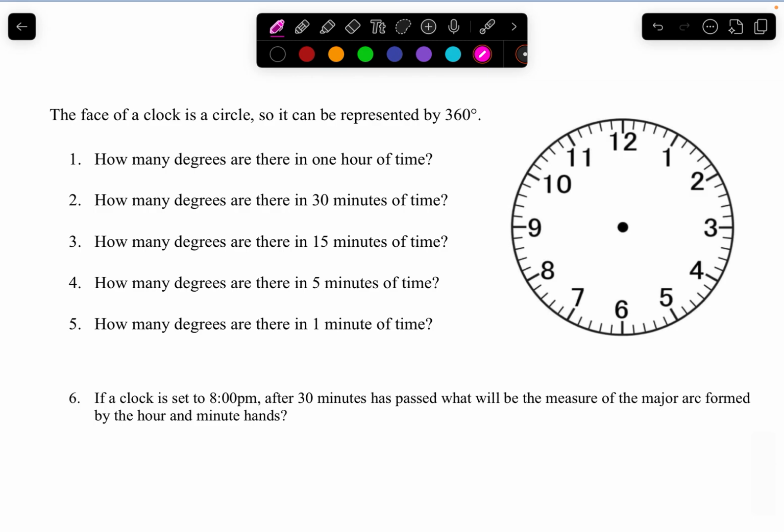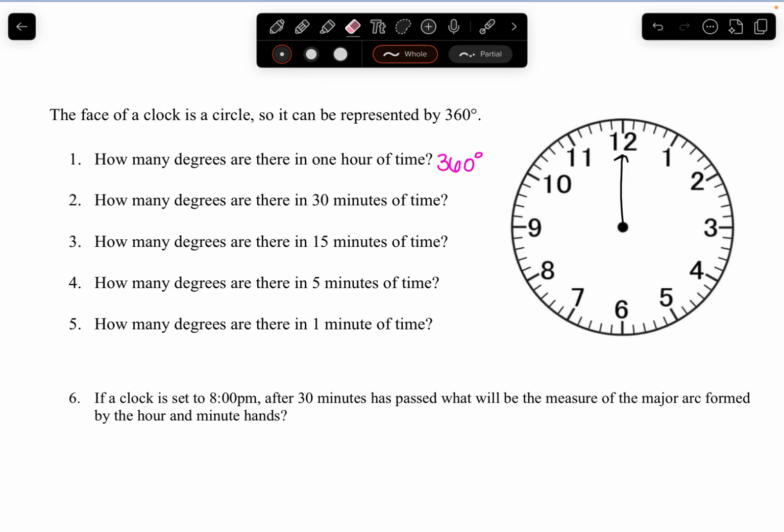So I want you to imagine a minute hand, not the hour hand, the minute hand, okay? The minute hand will always start here at 12, and then it's going to go around and around, and then after an hour, it's back to where it started. So in a clock, an hour of time is actually going to be a full 360-degree rotation of that minute hand. Okay? Now let's think about 30 minutes of time.